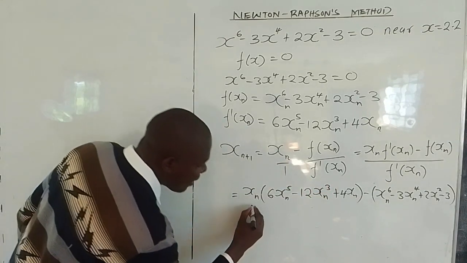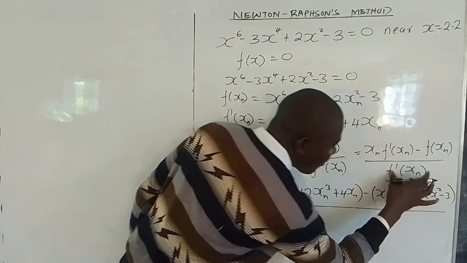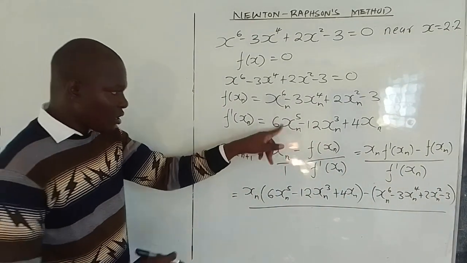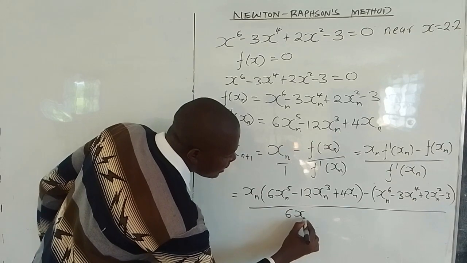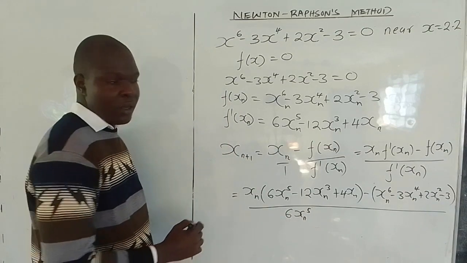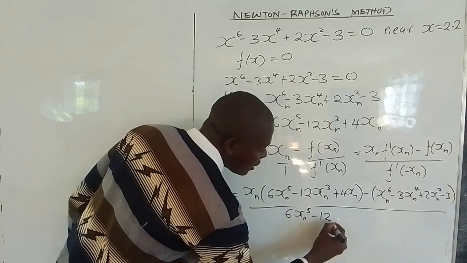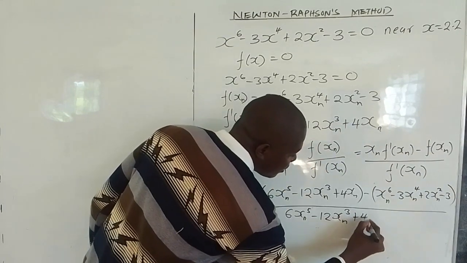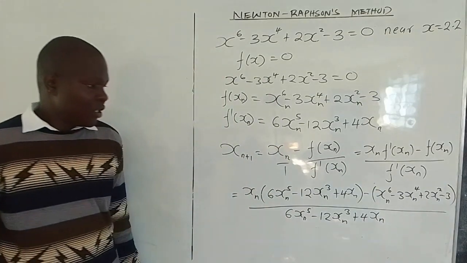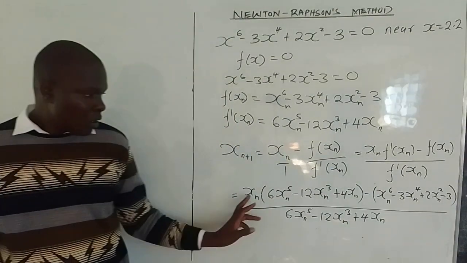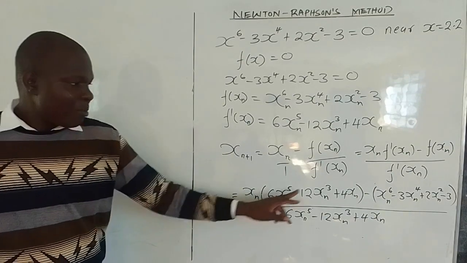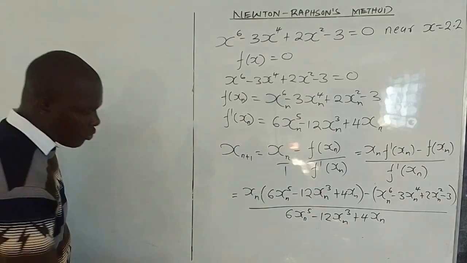Then it is all over f prime of xn, isn't it? And your f prime of xn is what? 6 xn raised to power 5 minus 4 xn raised to power 3 plus 4 xn. See, the next thing is now to open the brackets, isn't it? What is outside multiplies everything inside, isn't it? So what do we have there?